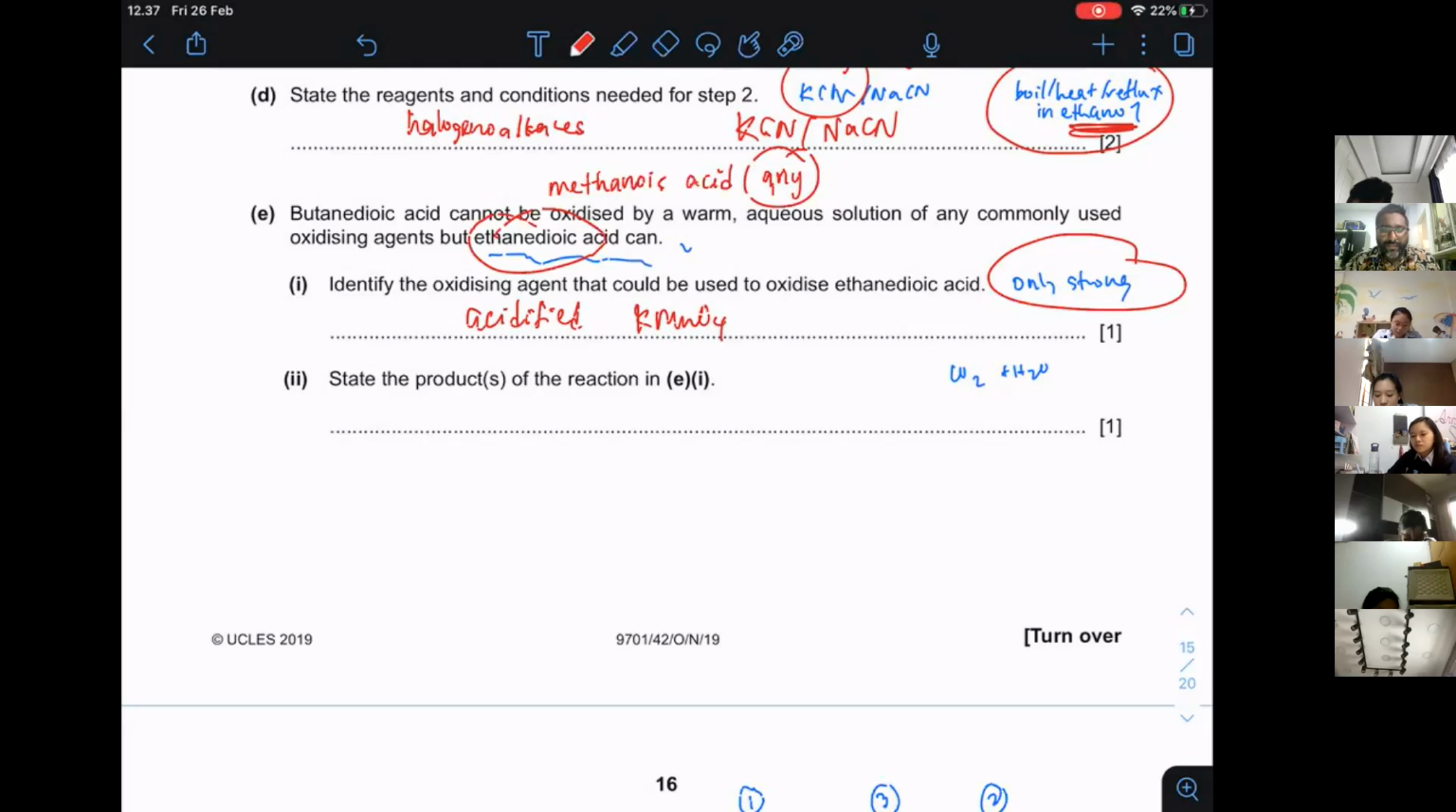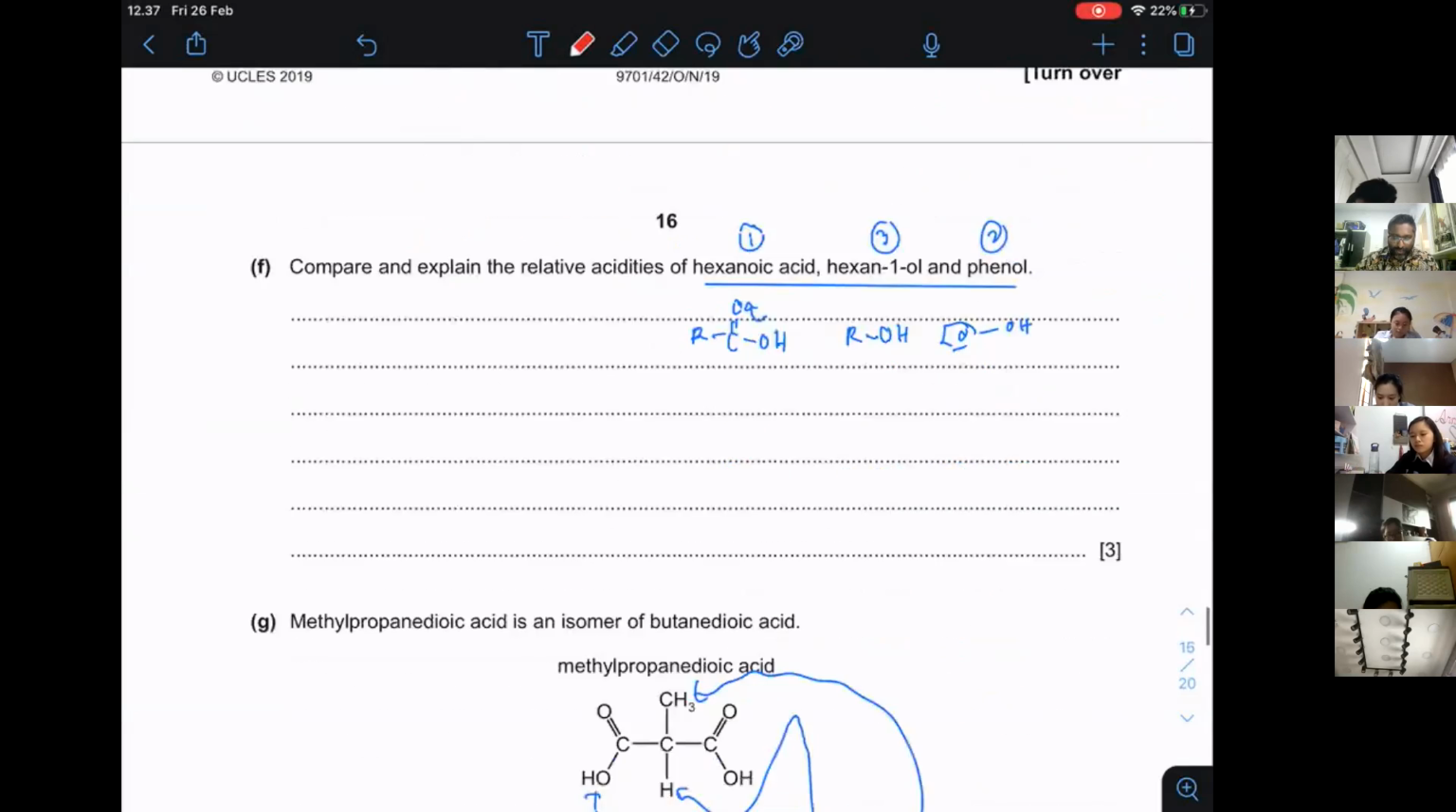State the products of the reaction. The products of this reaction, if you are using ethane dioic acid, you are going to get carbon dioxide and water. You are going to get these two. Okay, I'll move on here.